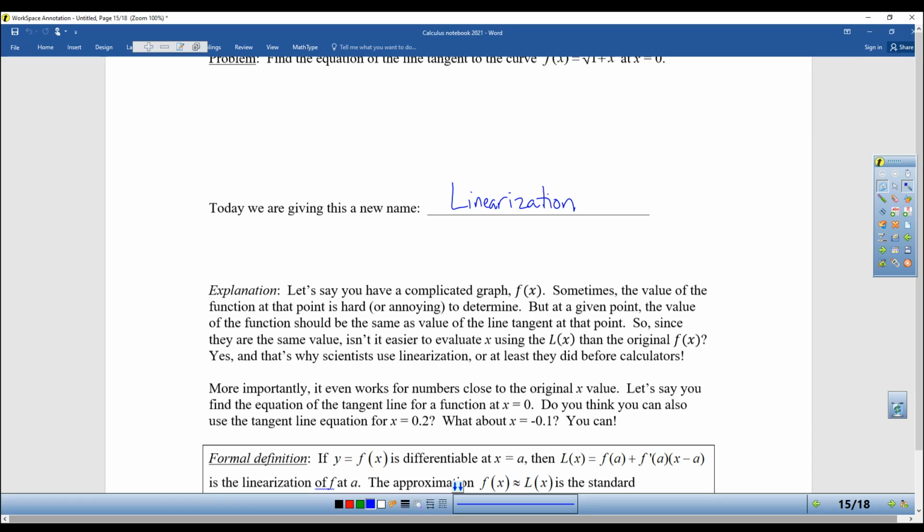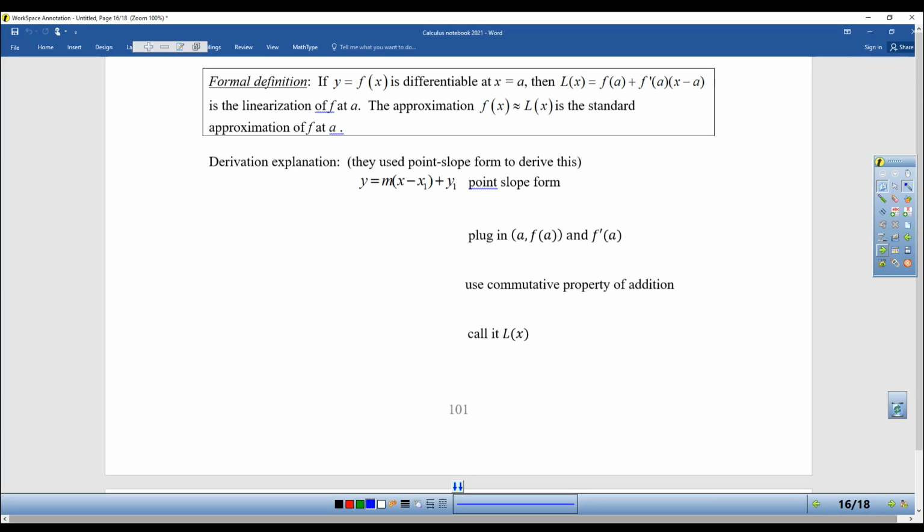And pretty much all this paragraph is what I just said. So any normal book is going to give you this formal definition. If y is equal to f of x is differentiable at a, then the linearization is f of a plus f prime of a times x minus a. Wow, they made that sound awesome and important.